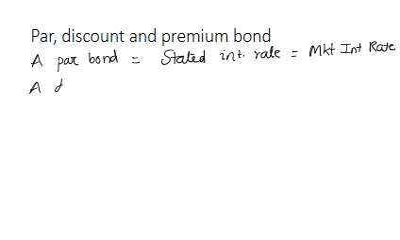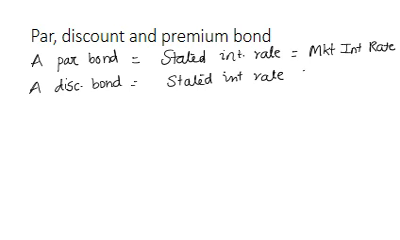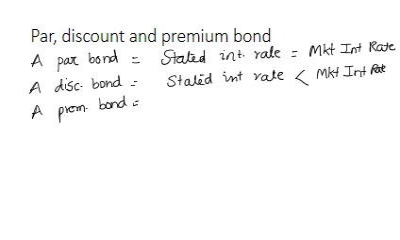A discount bond is one where the stated interest rate is lower than the market interest rate. A premium bond is one where the stated interest rate is greater than the market interest rate.